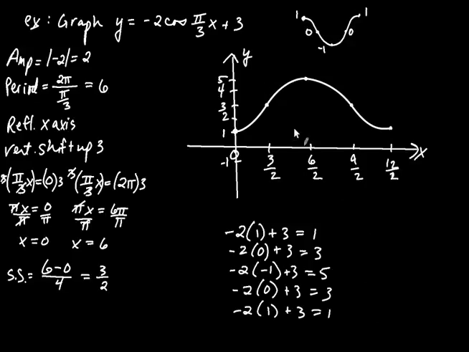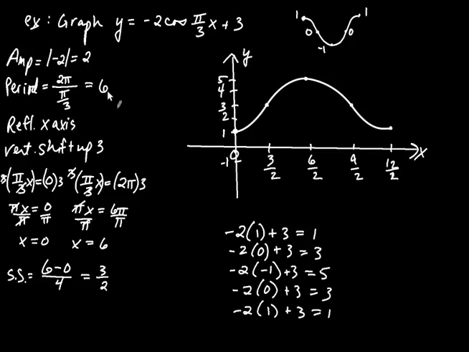Okay, and there's my graph. Notice that this would be the reference level. The amplitude, of course, is 2, all the way up to the 5 from the reference level. And notice that it doesn't look like that. It looks like it's been inverted, right? It's sort of upside down, and that's because of the reflection across the x-axis.